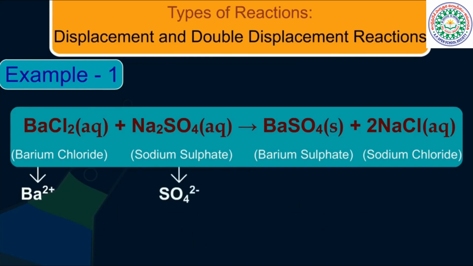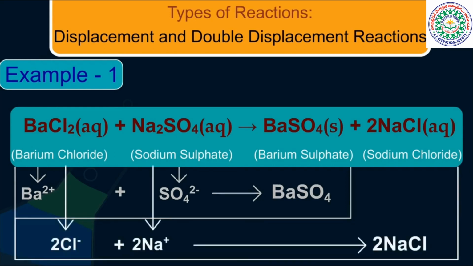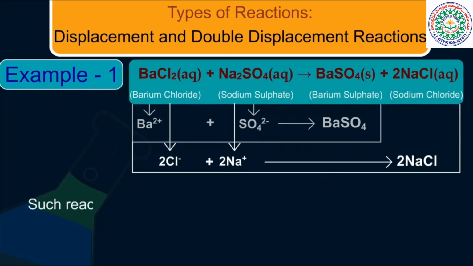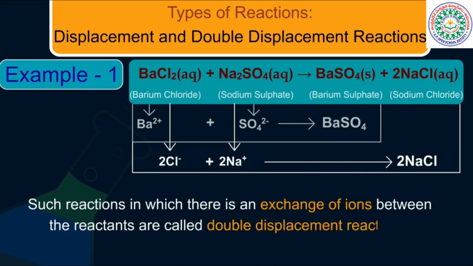The white precipitate of BaSO4 is formed by the reaction of SO4 2- and Ba2+. The other product formed is sodium chloride, which remains in the solution. Such reactions in which there is an exchange of ions between the reactants are called double displacement reactions.